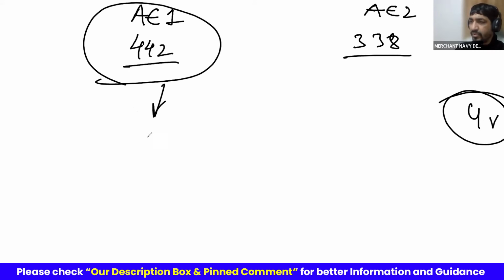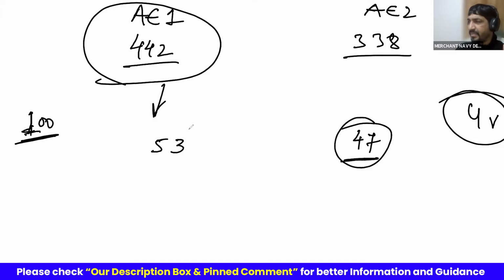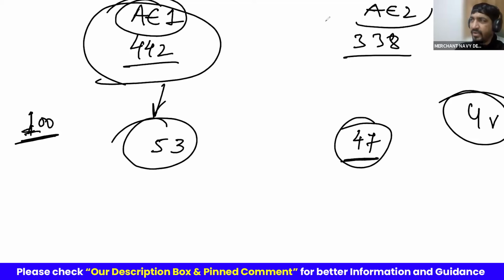So if you ask me about reactive load sharing, let's say the total reactive load was 100. If this was 100, maybe this one will share 53, and this will be sharing, I'm just taking examples, 47. So that is the reason, if the reactive load on AE1 is more than AE2, this can lead to more current on AE1.